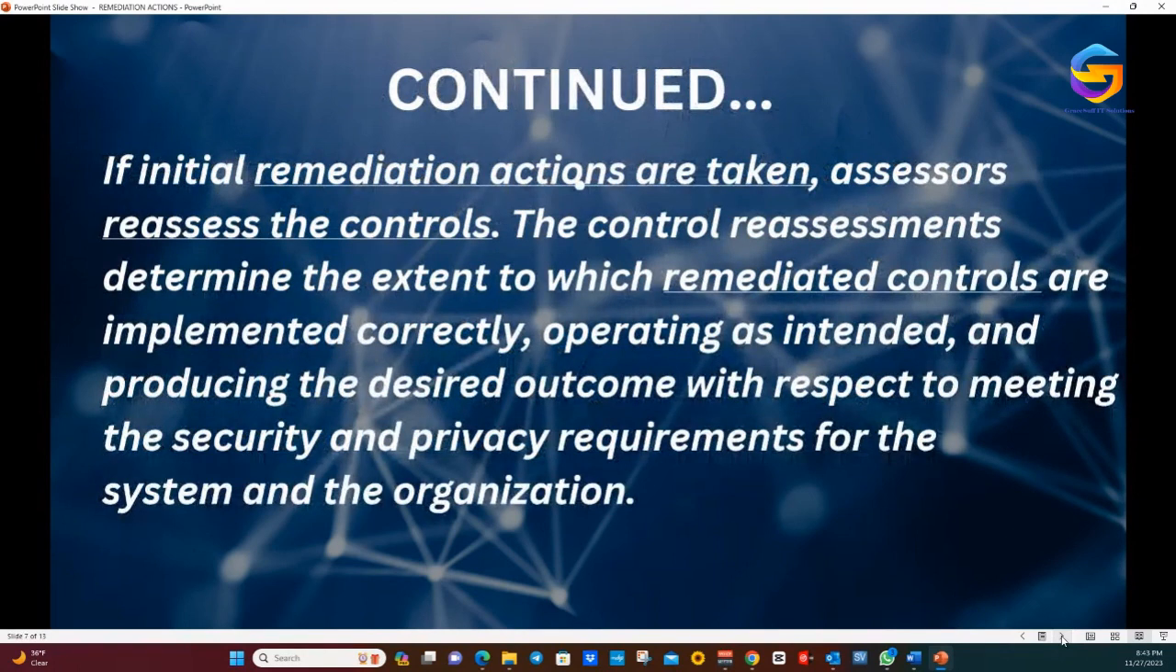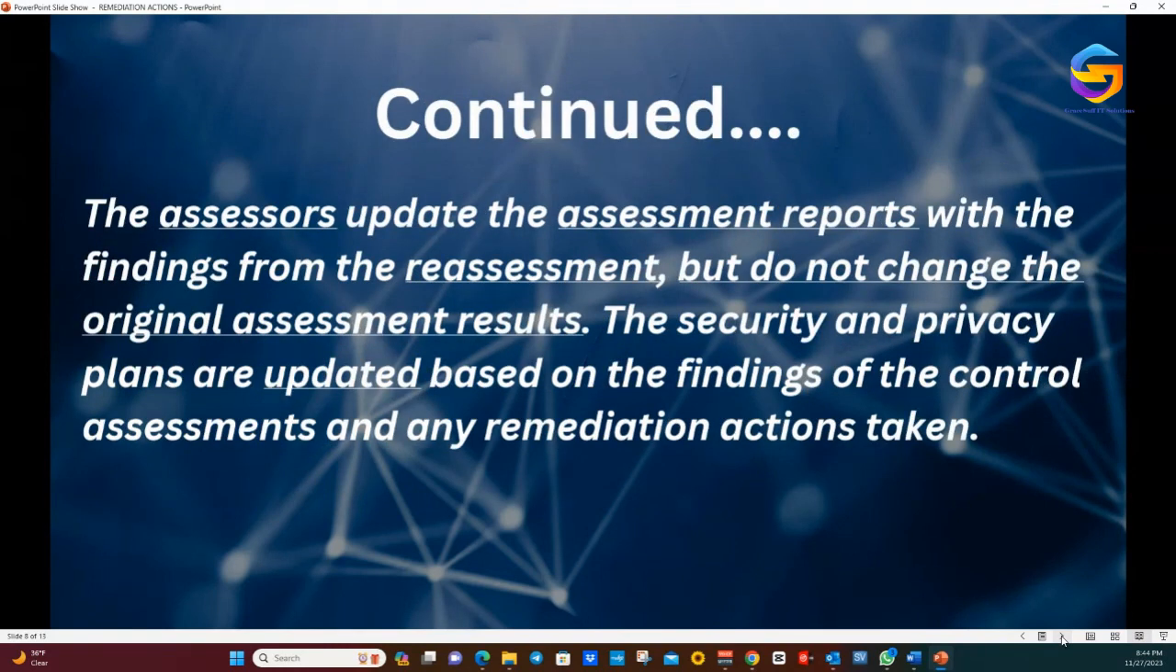Now, if initial remediation actions are taken, assessors reassess the controls. The control reassessment determines the extent to which remediated controls are implemented correctly, operating as intended, and producing the desired outcome with respect to meeting the security and privacy requirements for the system and the organization. That's exactly what I explained. Now let's continue.